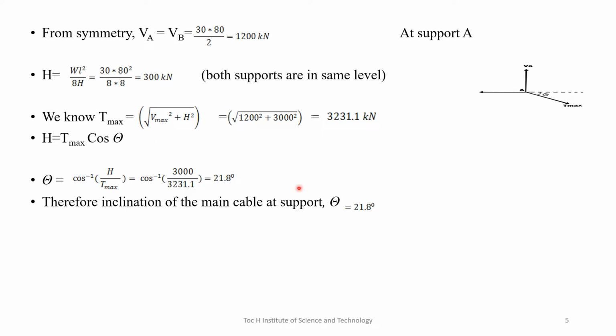Okay. So here the small h is the dip of the cable, and we get the capital H as 3000 kilonewton.